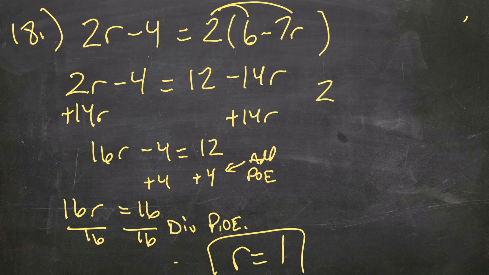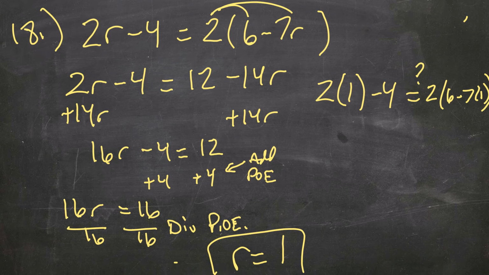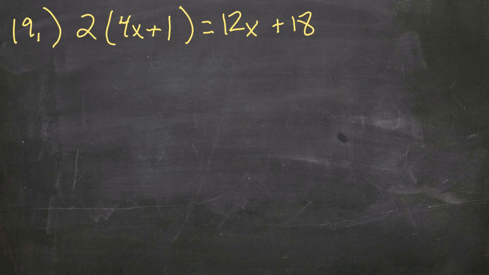Let's plug it in. 2 times 1 minus 4, does that equal 2 times 6 minus 7 times 1? 2 minus 4 is negative 2. 6 minus 7 is negative 1. 2 times negative 1 is negative 2. It works. Alright. That's it.